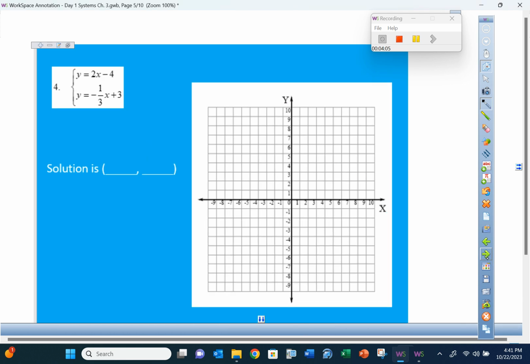Here goes my number 4. Once again, these are already in y equal mx plus b form for us. So we're just going to graph them. I'm going to start down here at negative 4. I'm going to go up 2 and over 1. Up 2 and over 1. Up 2 and over 1. And I'm just going to kind of do that for a little bit, guys, because I don't know where my graphs are going to intersect.